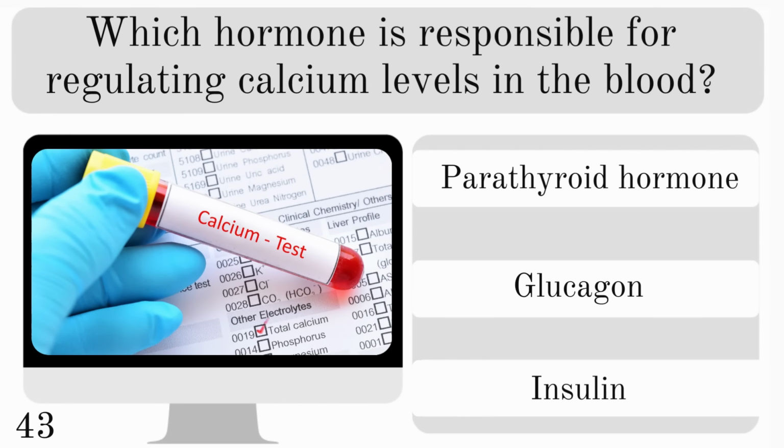Which hormone is responsible for regulating calcium levels in the blood? Parathyroid hormone, glucagon or insulin? And the correct one there, parathyroid.